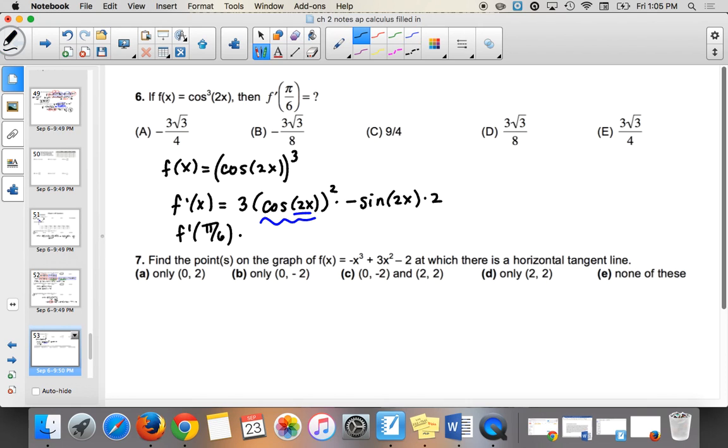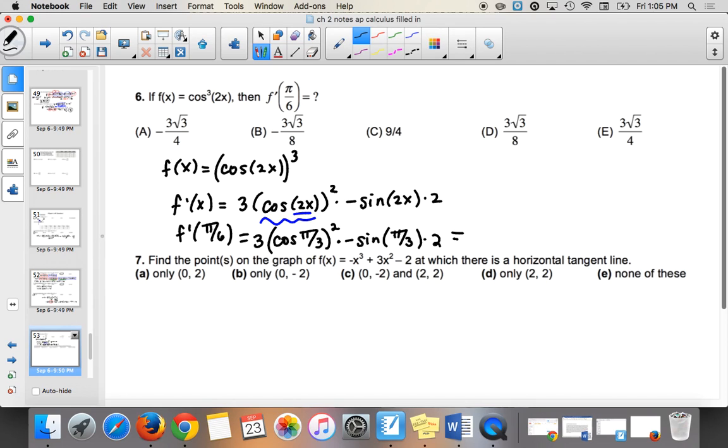So we have pi over 6, so I'm going to do 3 cosine of 2 times pi over 6. What's 2 times pi over 6? Pi over 3, right? So I'm going to write cosine of pi over 3 squared times negative sine of pi over 3 times 2.